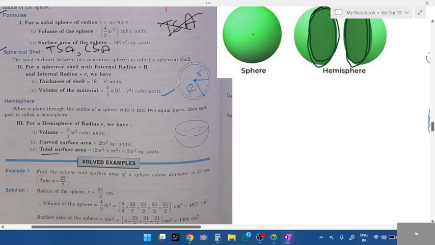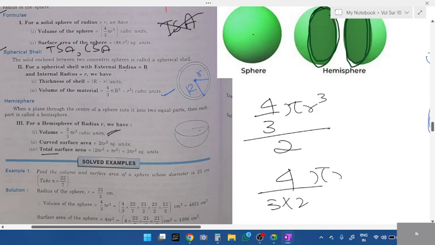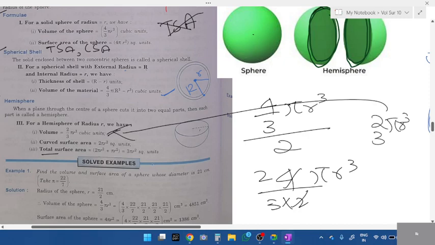Next, for hemisphere, volume is okay. For this, I can explain. If the total volume of the sphere is 4 by 3 pi r cube, what is half of it? What do you mean by half of it, students? You have to divide by 2, right? When you divide by 2, you get it like this. Reduce this and this. What's the formula you get? After reducing, 2 by 3 pi r cube. Can you see 2 by 3 pi r cube? Is it clear? All of you understood? Just half of the main volume, 2 by 3 pi r cube.